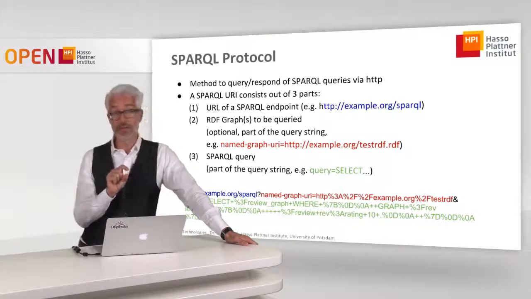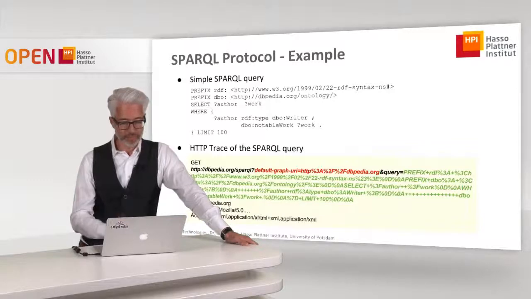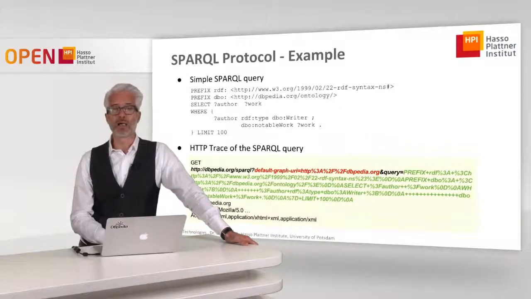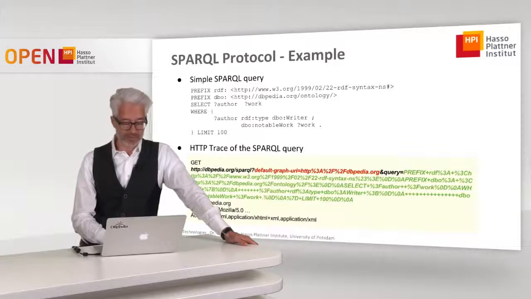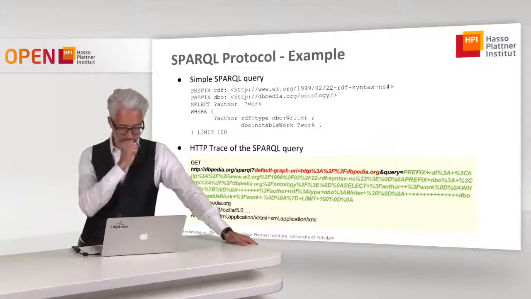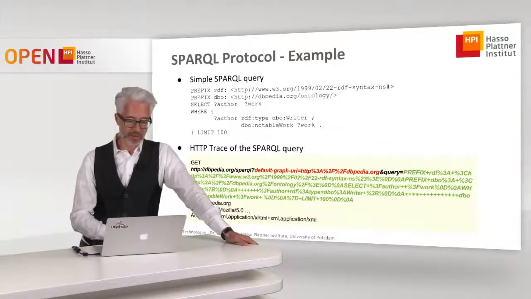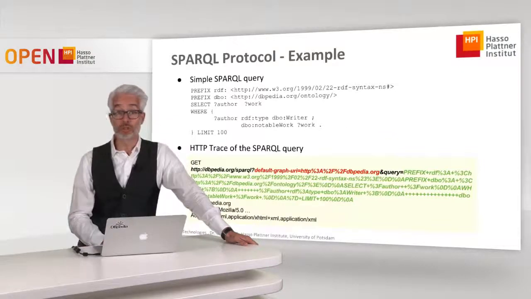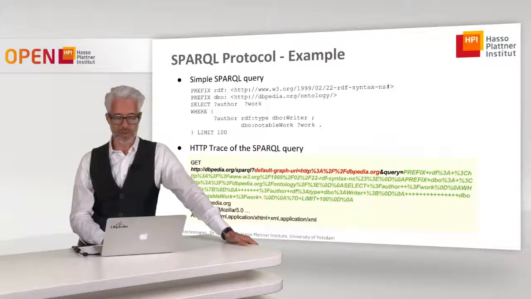And this string, this URL, is transported via HTTP. So we have a simple SPARQL query, and if we look at the HTTP trace of the SPARQL query, you see here we do a GET request. Exactly here, this is an example with a SPARQL query to DBpedia. And here the default graph DBpedia is queried, and we have a simple query. And you see here as a URL, this huge URL, including the green SPARQL query here, is asked.